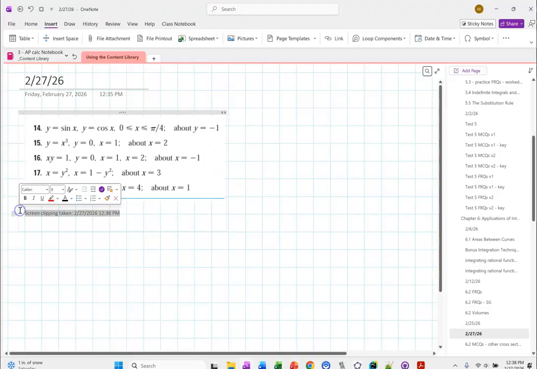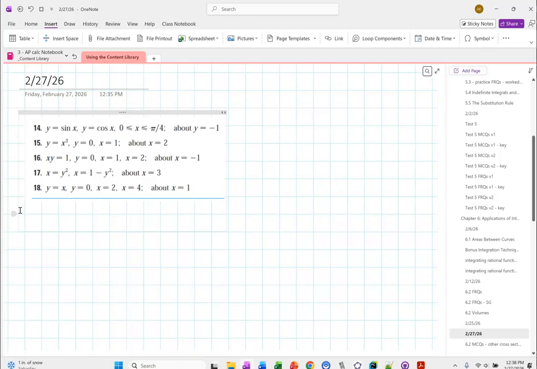I'm going to pick 15, I think. Sounds like a good one. So this is 15 from 6.2. We're looking at the region formed by the curves y equals x cubed, y equals 0, x equals 1, and we're rotating about the line x equals 2. Pretty good with the initial description of what we're doing.